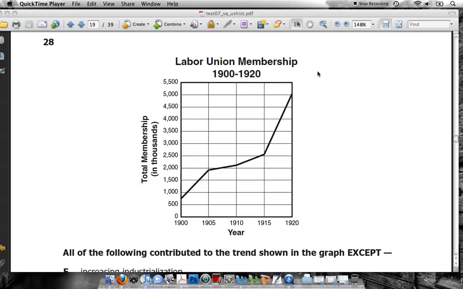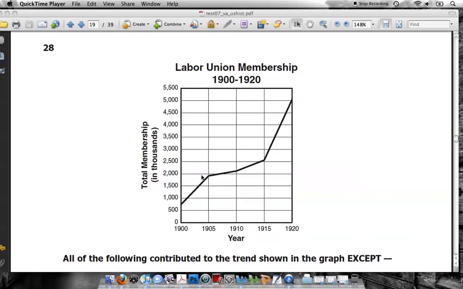Okay, this is a graph question, and you will commonly see graph questions on the SOL test. Let's first ask ourselves what this is about before we look down at the actual question. We see labor union membership, 1900 to 1920. On this side, total membership in thousands. So 500,000 all the way up to 5,500 times 1,000. Wow, those are some big numbers.